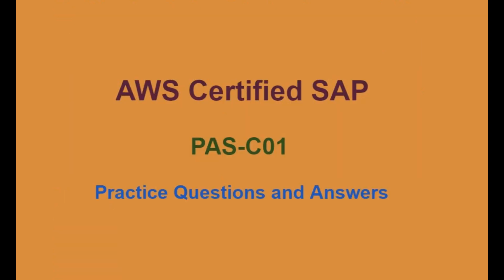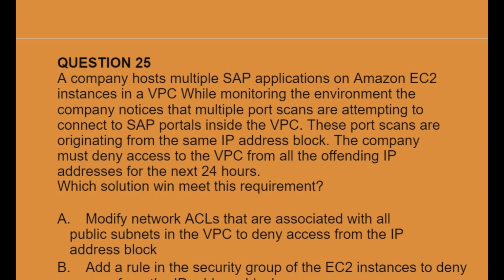Hello everyone. Question is, a company hosts multiple SAP applications on Amazon EC2 instances in a VPC. While monitoring the environment, the company notices that multiple port scans are attempting to connect to SAP portals inside the VPC. These port scans are originating from the same IP address block. The company must deny access to the VPC from all the offending IP addresses for the next 24 hours. Which solution will meet this requirement?